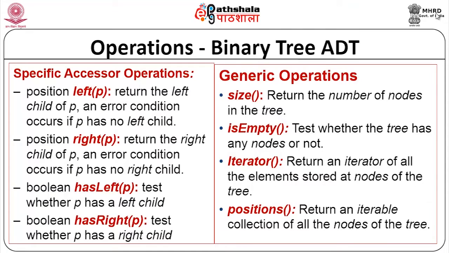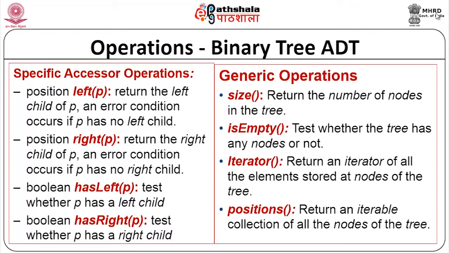This is specific to binary tree ADT. Position left of P returns the left child of P, an error condition if P has no left child. Right of P returns the right child of P and gives an error if there is no right child. Boolean has left tests whether P has a left child, and has right, again a Boolean function, tests whether P has a right child.